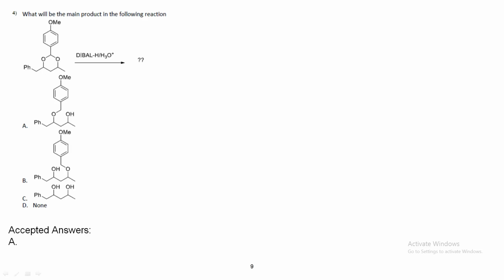Now coming to the next problem: DIBAL. I hope all of you know what DIBAL is. Diisobutyl, it is an isobutyl group and aluminum. So this is the DIBAL monomer form, but it actually remains in dimeric form.